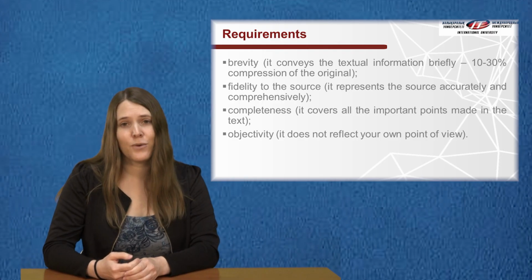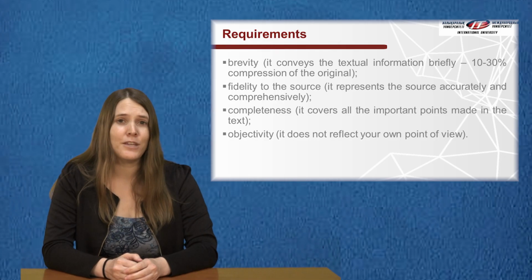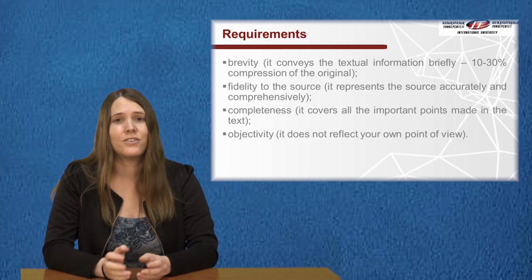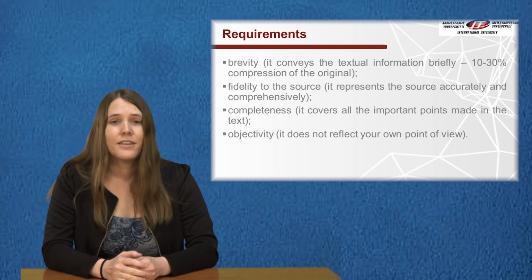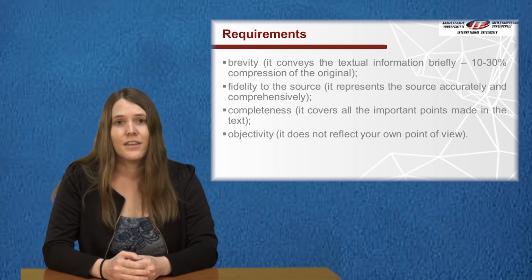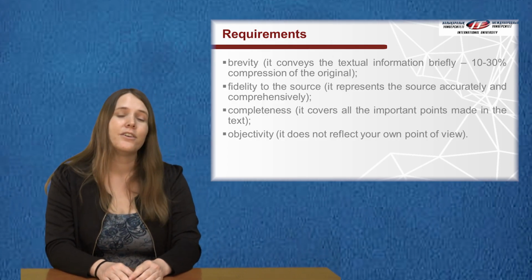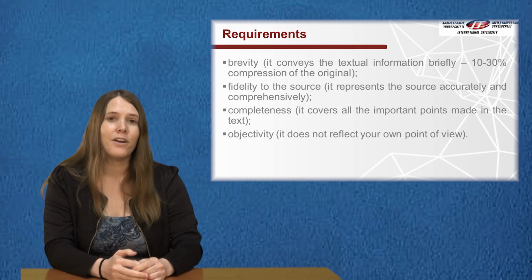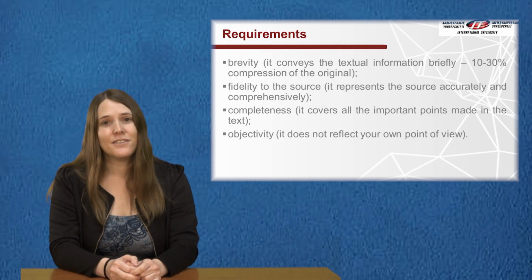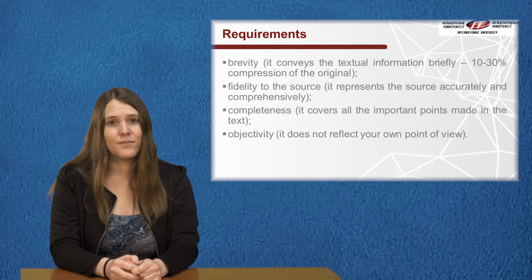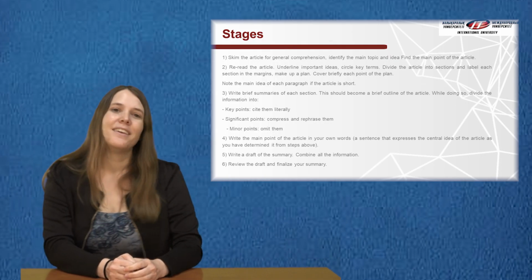So, there are 4 main requirements for a summary. First is brevity. It should convey the information from the text briefly, and it should be about 10 to 30% of the length of the original. The second is fidelity to the source. It should accurately and comprehensively represent the source. Third is completeness. Of course, it should cover all of the main points of the text. And the last requirement is objectivity. It shouldn't reflect your own point of view. We'll remind you of these requirements, but keep them in mind.